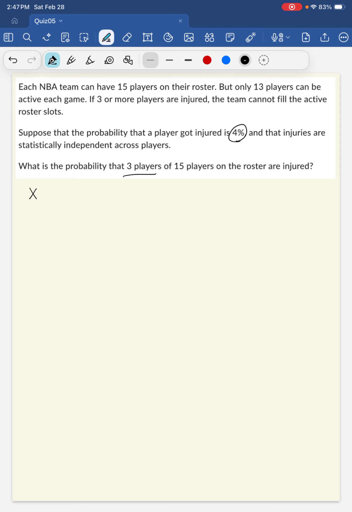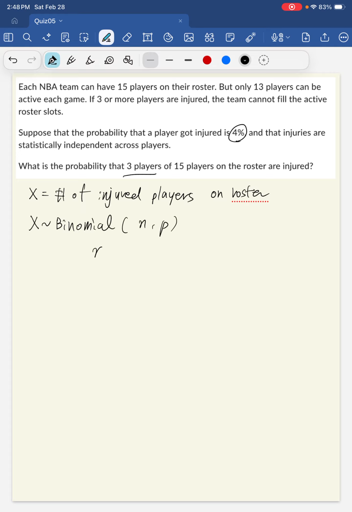So let's say X is the number of injured players on your roster. And then it is a binomial distribution, right? If injuries are random. And the parameters n, p are: n is 15. In literally the worst possible case, all 15 players on your roster get injured, right? That is the maximum possible. And the probability is given as 4%, 0.04.